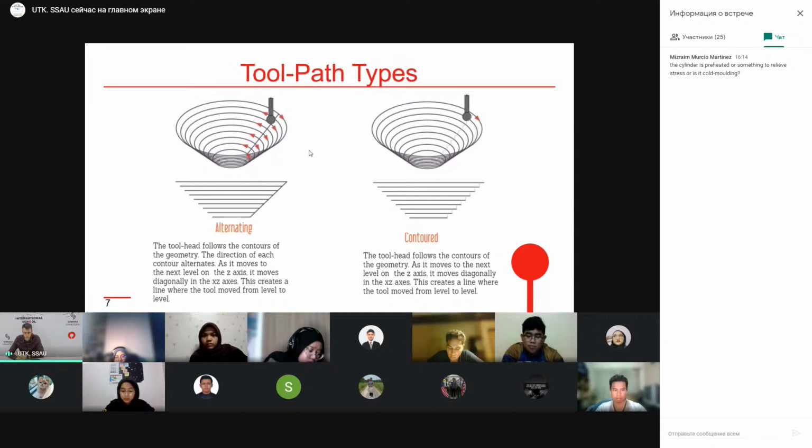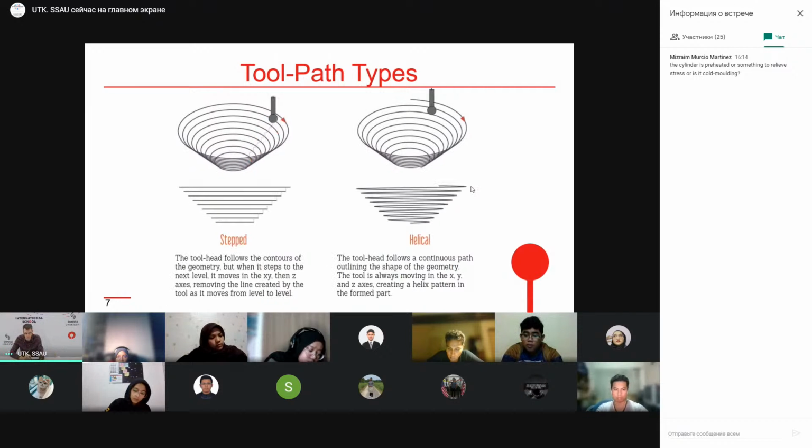The next type of the tool path is contoured. You can see it on the right. The principle is the same, but the direction on each step will not be changed. So if you started moving counterclockwise, we will repeat the same movement on each step. And as a result, we will form the final geometry.